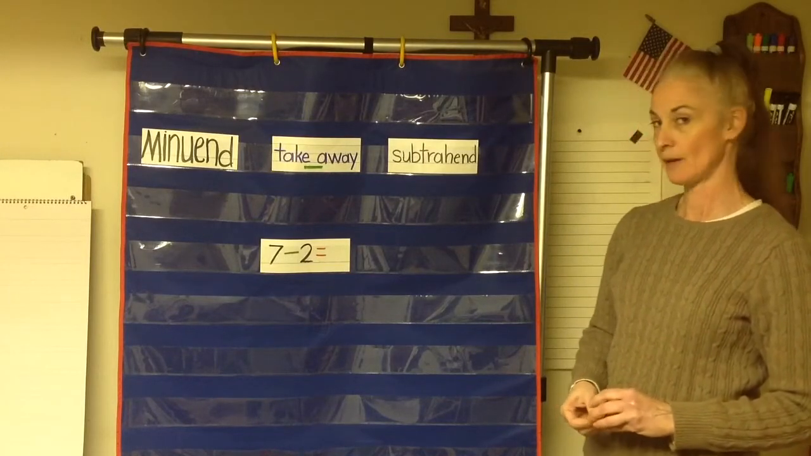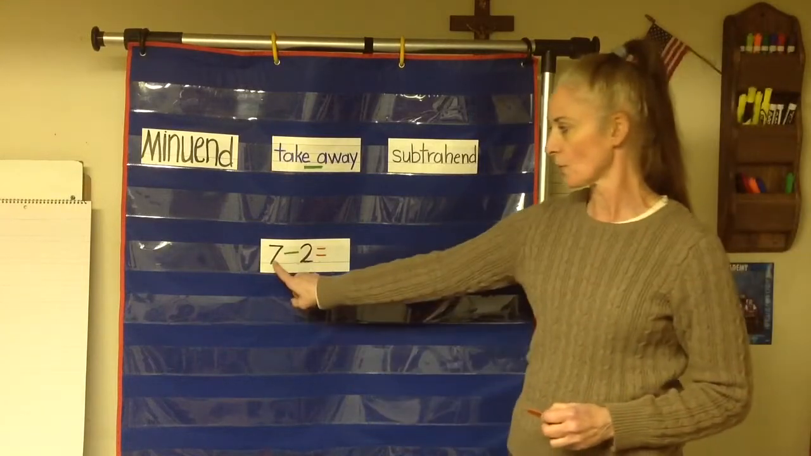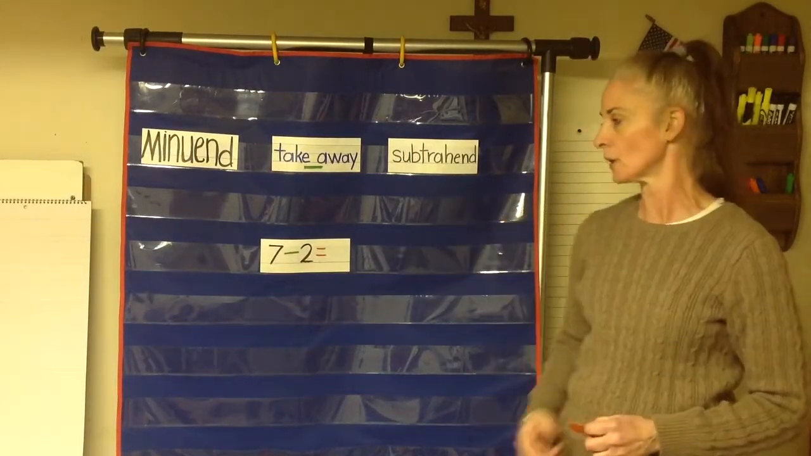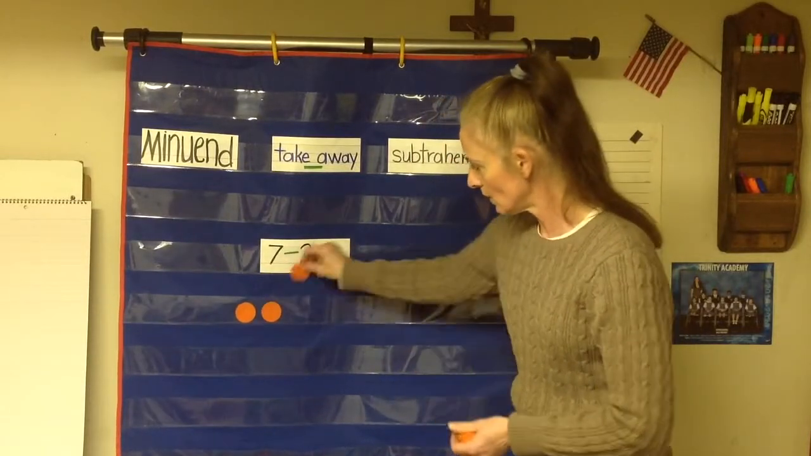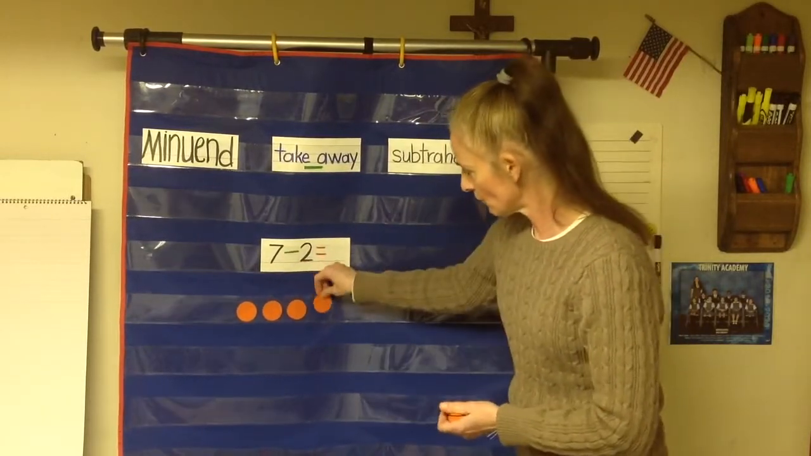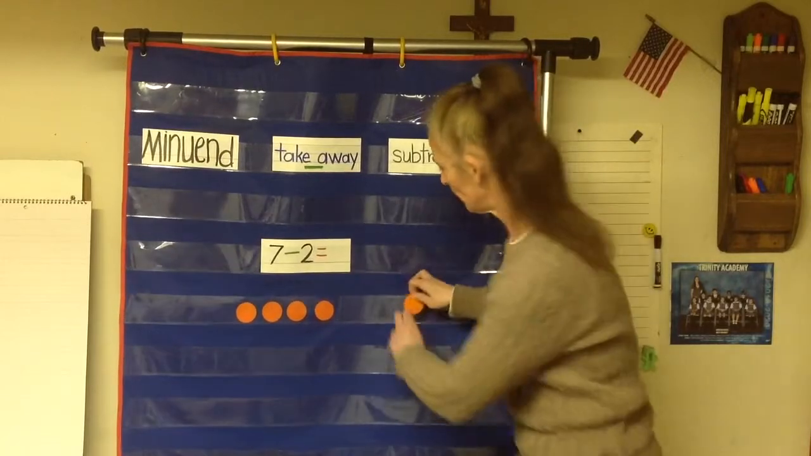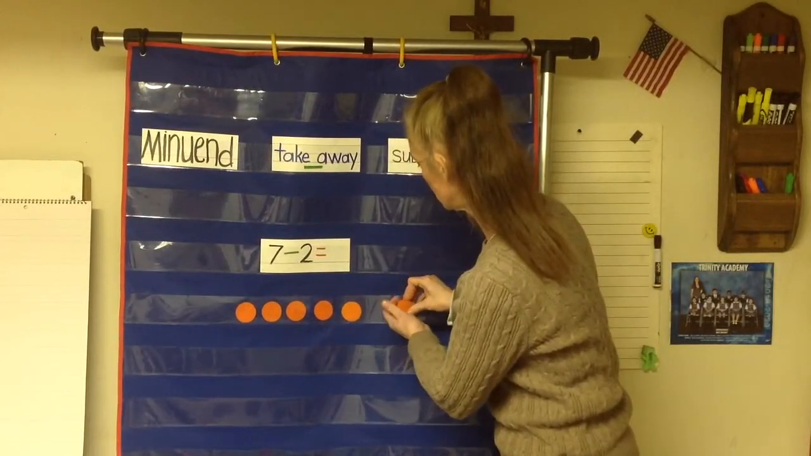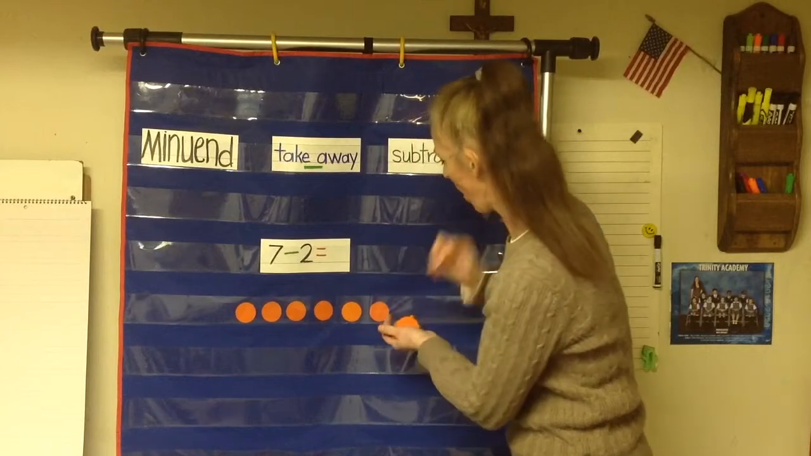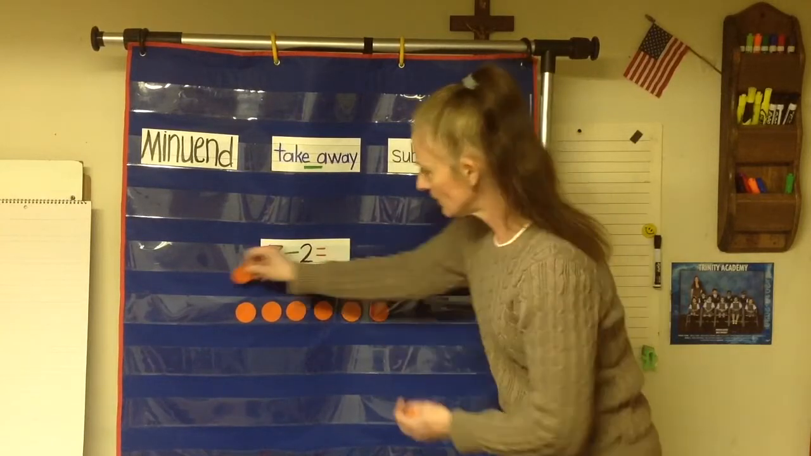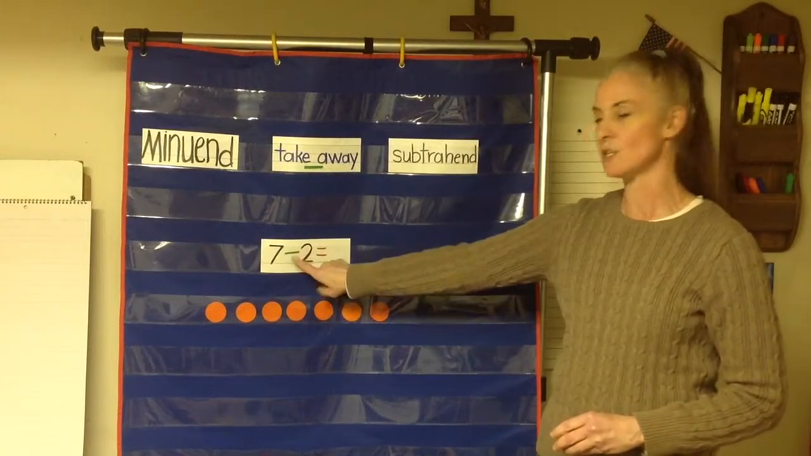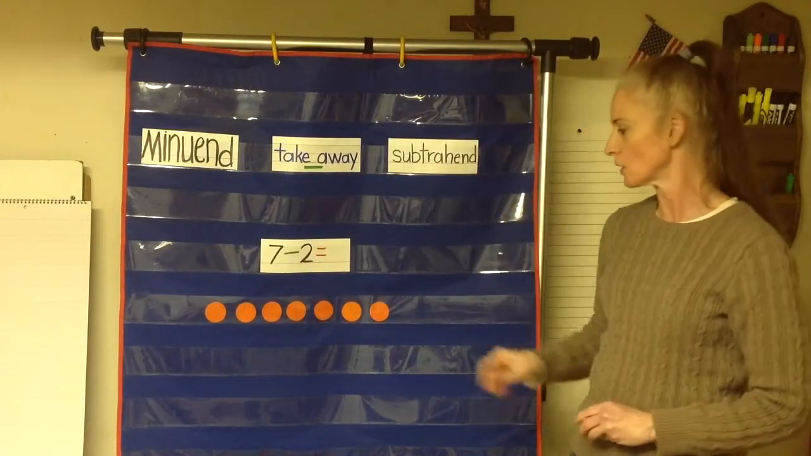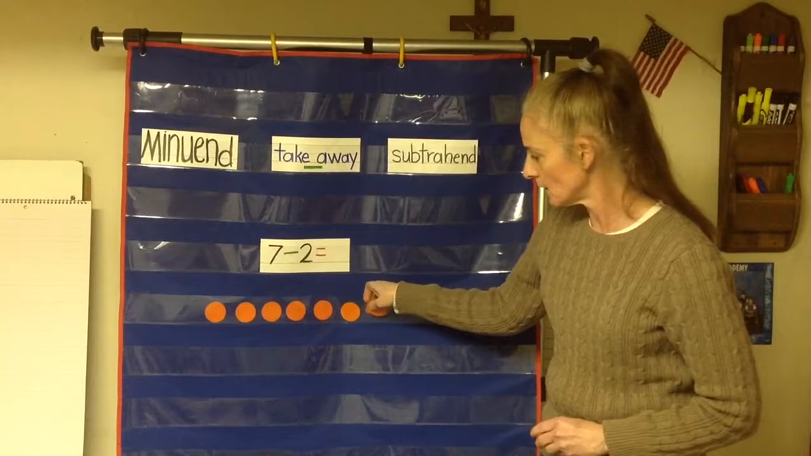Okay, ready? So we're going to start with a set of 7 as our minuend. 7 in our set. 1, 2, 3, 4, 5, 6, 7. Okay, how many are we going to take away? We're going to minus 2. Go away 2. Take away 2. 1, 2.